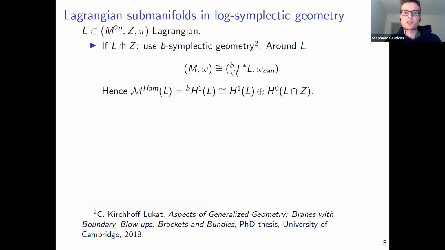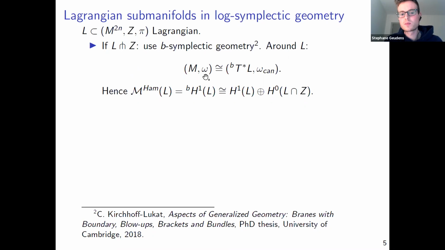So this formalism of B-geometry deals with B-manifolds, which are pairs of a manifold with a specified hypersurface. Log-symplectic manifolds are such examples. But also the Lagrangian, which is transverse to Z, is such an example because it inherits a hypersurface, just the intersection of L with Z. And so that's why in this case, the B-symplectic geometry formalism can be used.